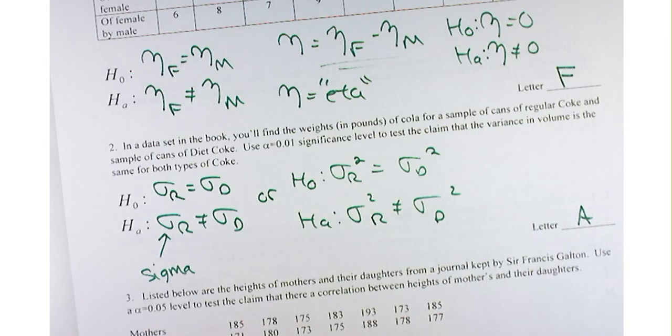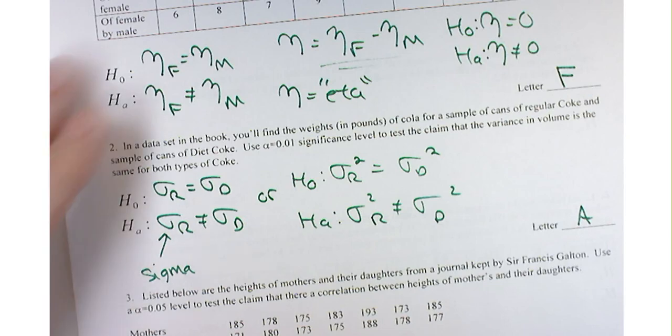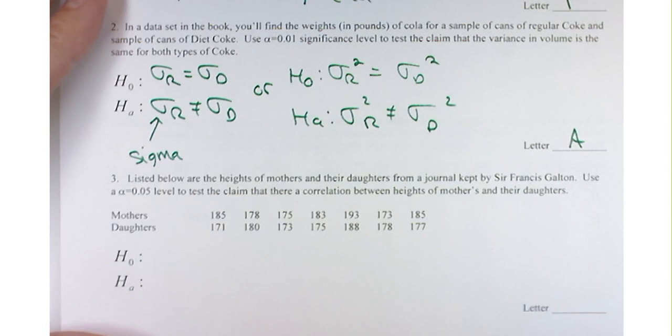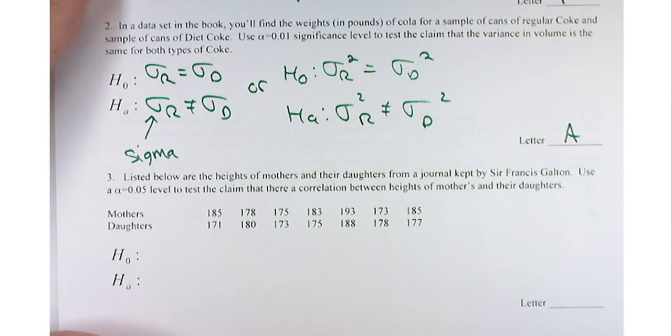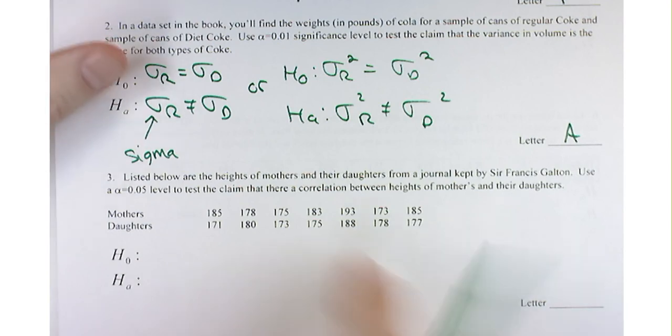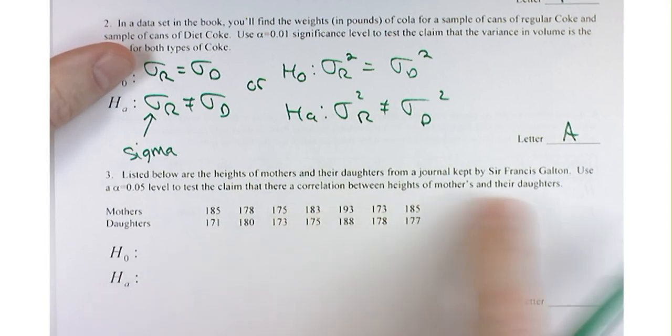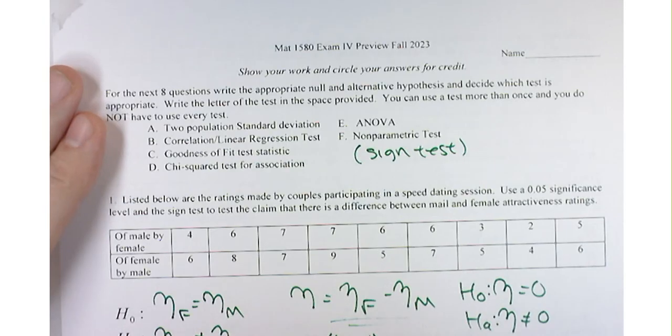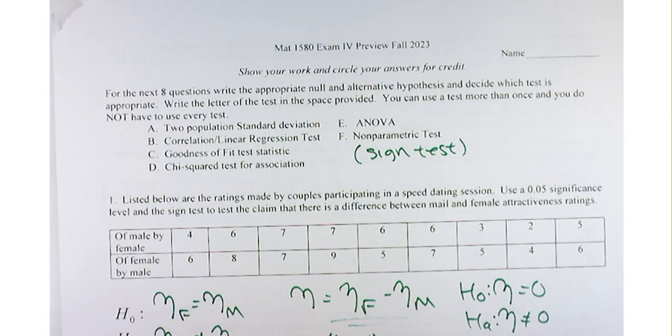Okay, let's keep going. Listed below are the heights of mothers and their daughters from a journal kept by Sir Francis Galton. Use an alpha equals 0.05 level to test a claim that there's a correlation between the heights of mothers and their daughters. Should be pretty clear what letter we're working with, right? What letter does it have to be in this case? B. Yeah. B.